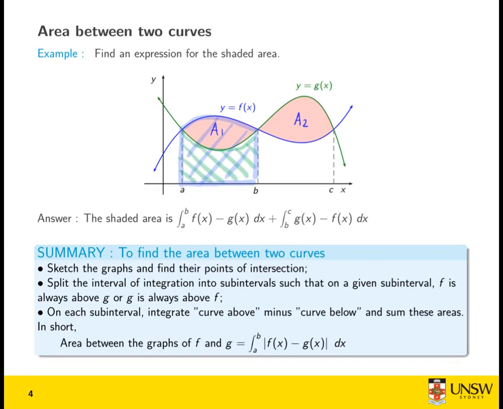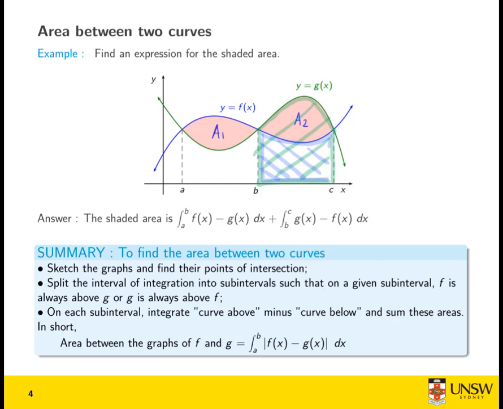In order to do this, what we would do is integral of f of x minus g of x between a and b. Now, in order to calculate A2, what we would do is find this area under the top curve and subtract the area below the other curve.